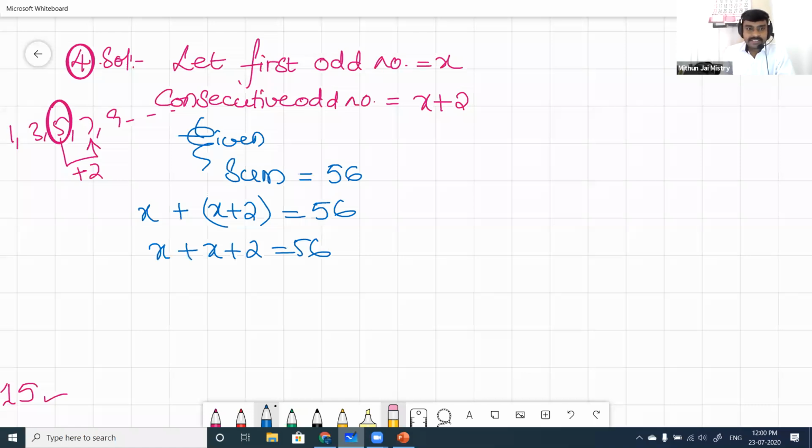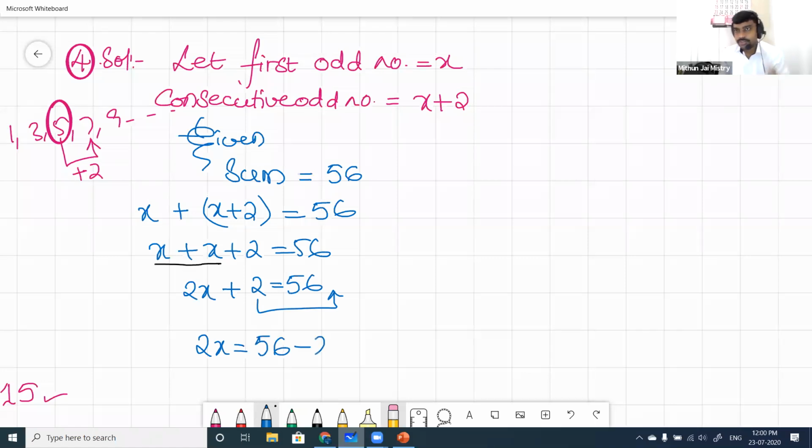Now x plus x, they are like terms, so we can add that. x plus x is 2x. 2x plus 2 is equal to 56. Now take this 2 to the other side. You will get 2x is equal to 56 minus 2. Plus 2 is transposed to the other side, it becomes minus 2. And we get 2x is equal to 54. 56 minus 2 is 54.